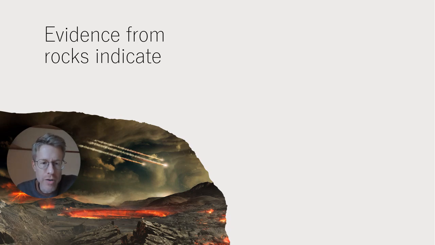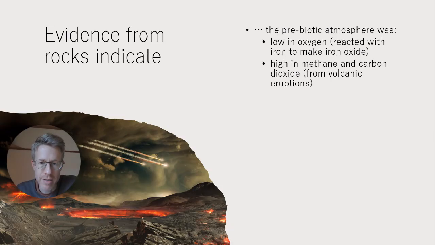And we know this because of the evidence that we see in rocks, basically. We know that the atmosphere was very low in oxygen because it reacted with iron in the rocks, making iron oxide. We also know that it was high in methane and CO2, and that methane and CO2 would have come from the volcanic eruptions, of which there were a lot more of at that time.